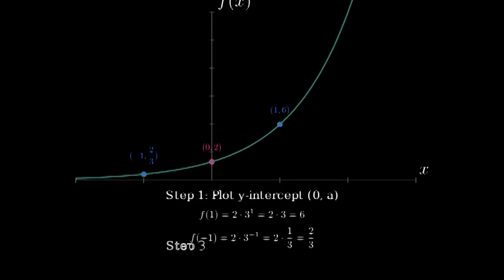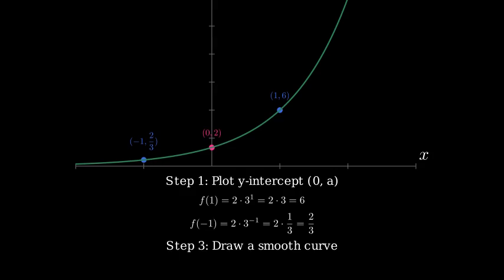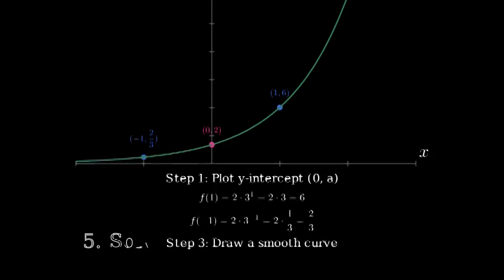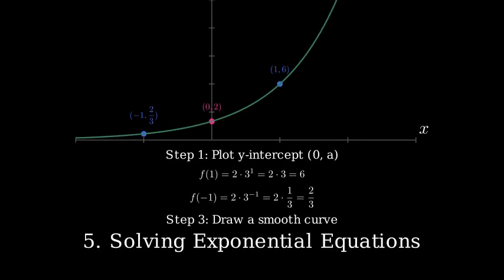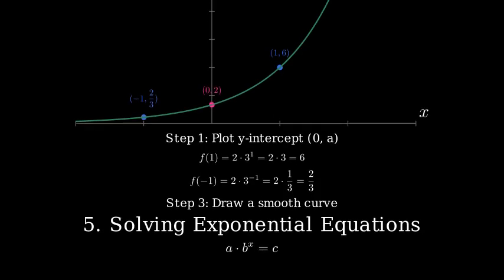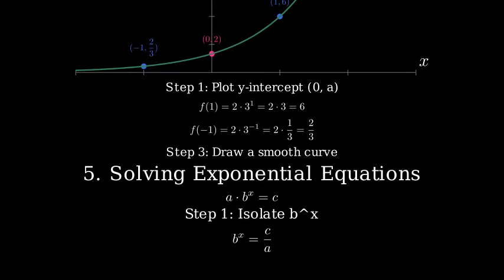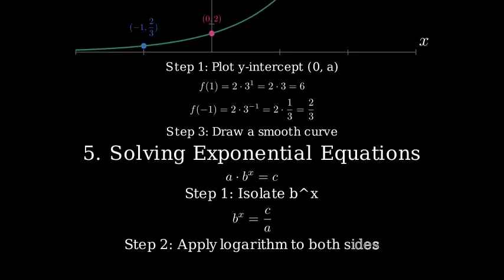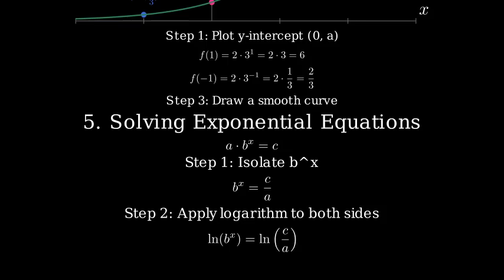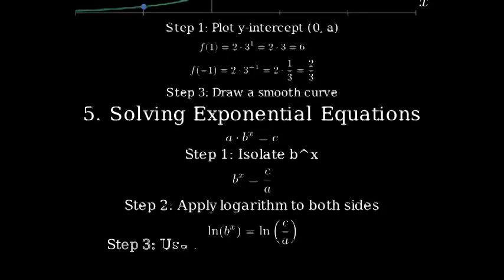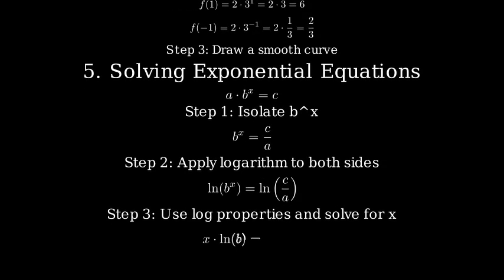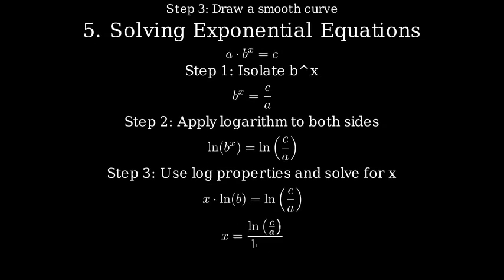Step 3. Draw a smooth curve through these points that approaches the x-axis as x approaches negative infinity, and grows rapidly as x approaches positive infinity. Now, let's learn how to solve exponential equations. To solve an equation like a times b to the power of x equals c, we follow these steps. Step 1. Isolate b to the power of x by dividing both sides by a. Step 2. Apply logarithm to both sides. We can use natural log or log base 10. Step 3. Use the property of logarithms to bring down the exponent, and then solve for x.